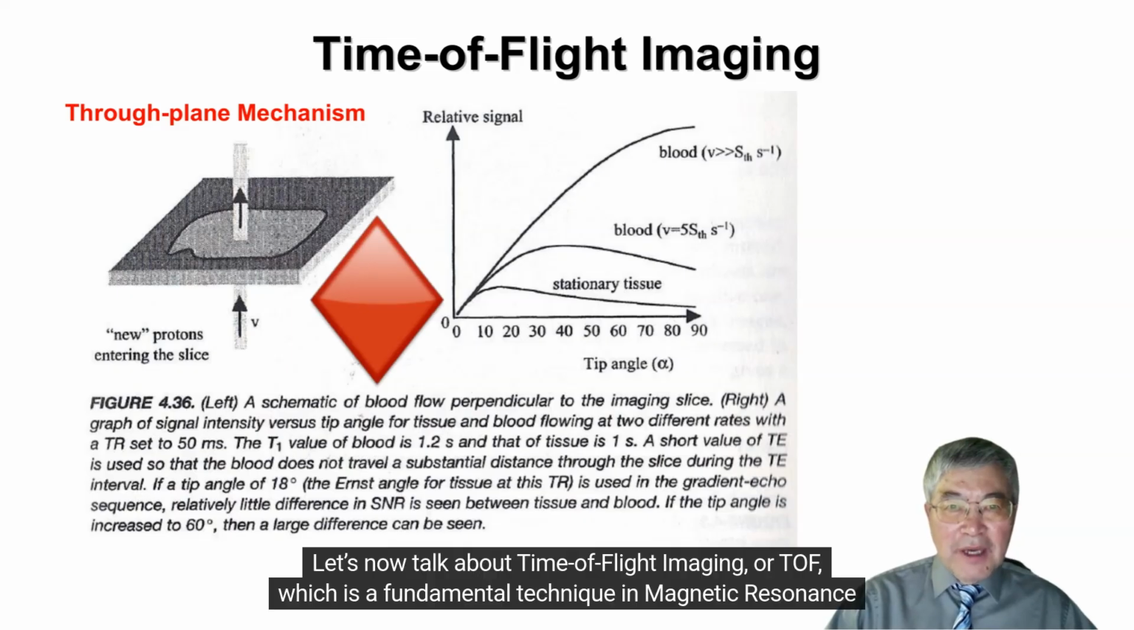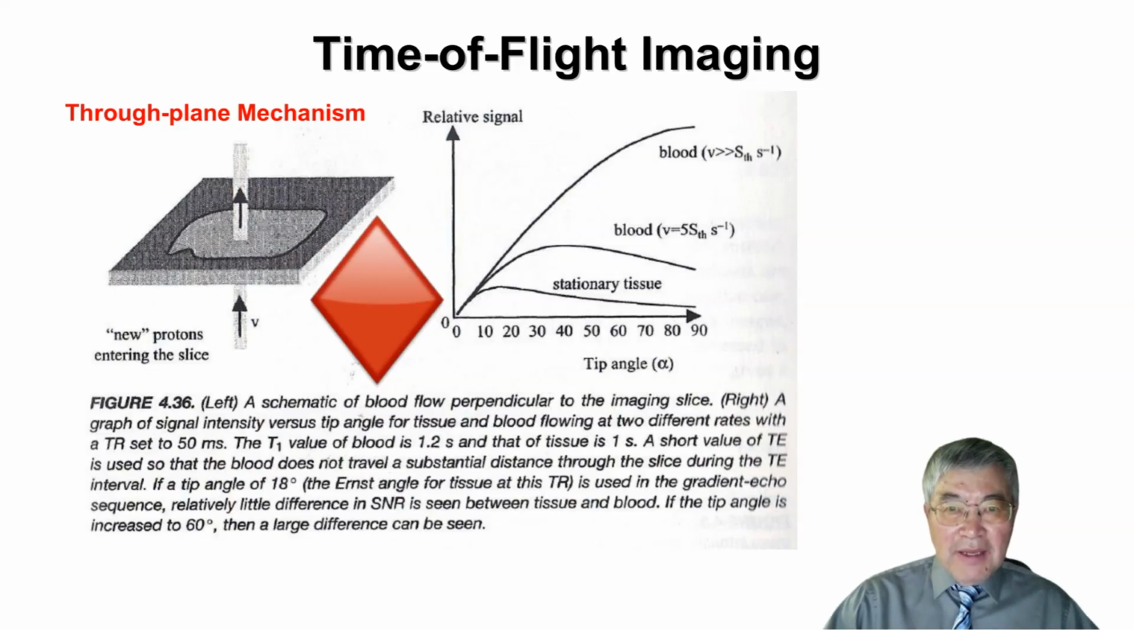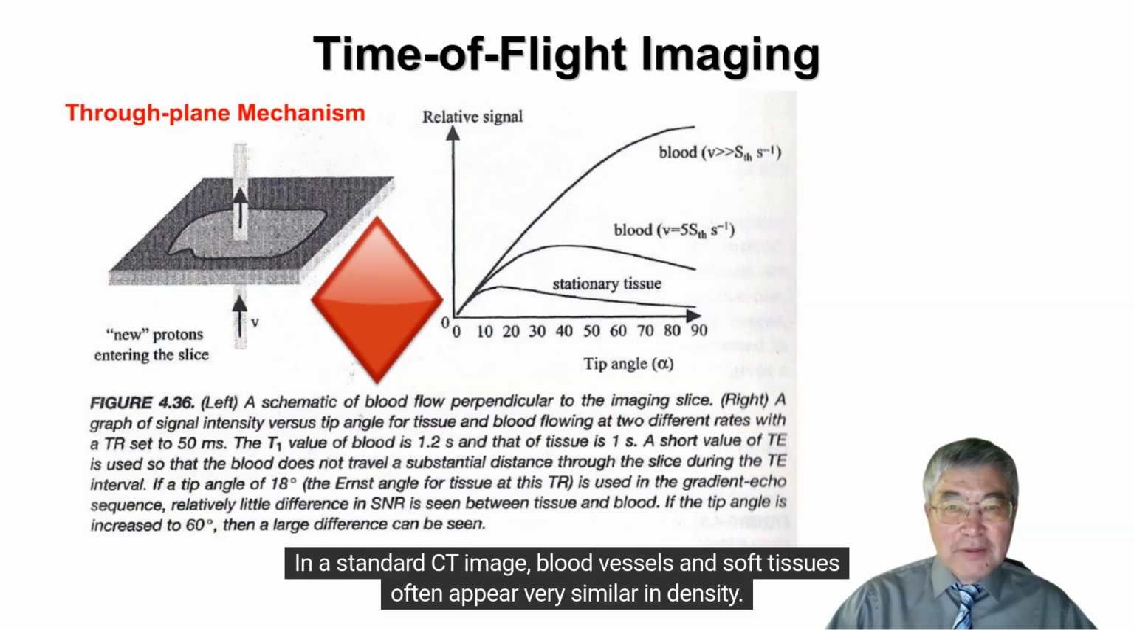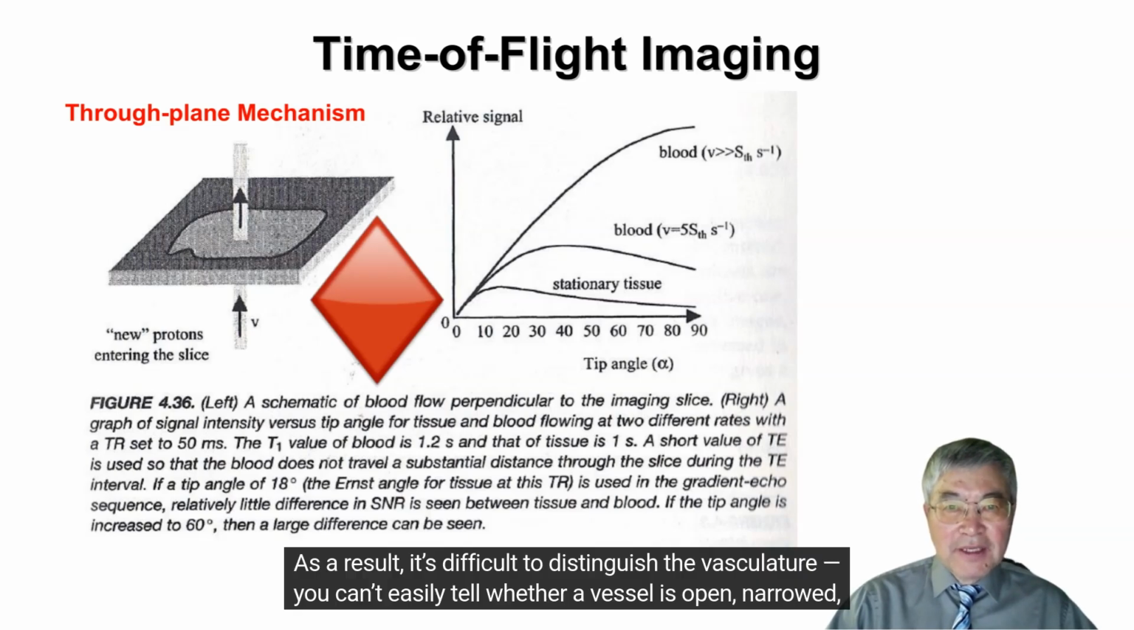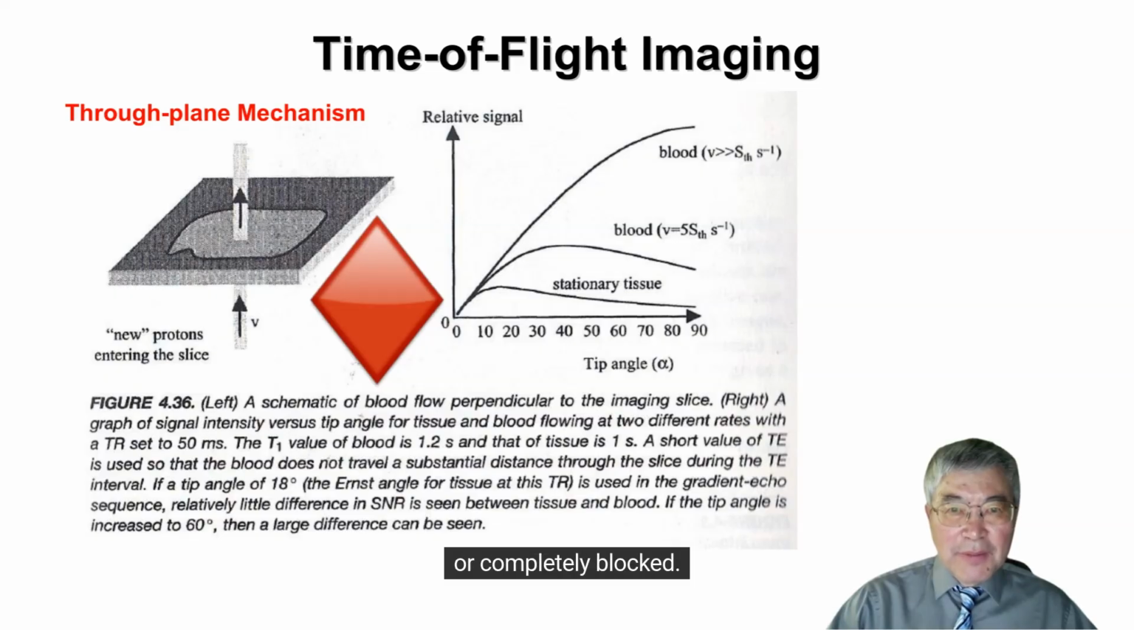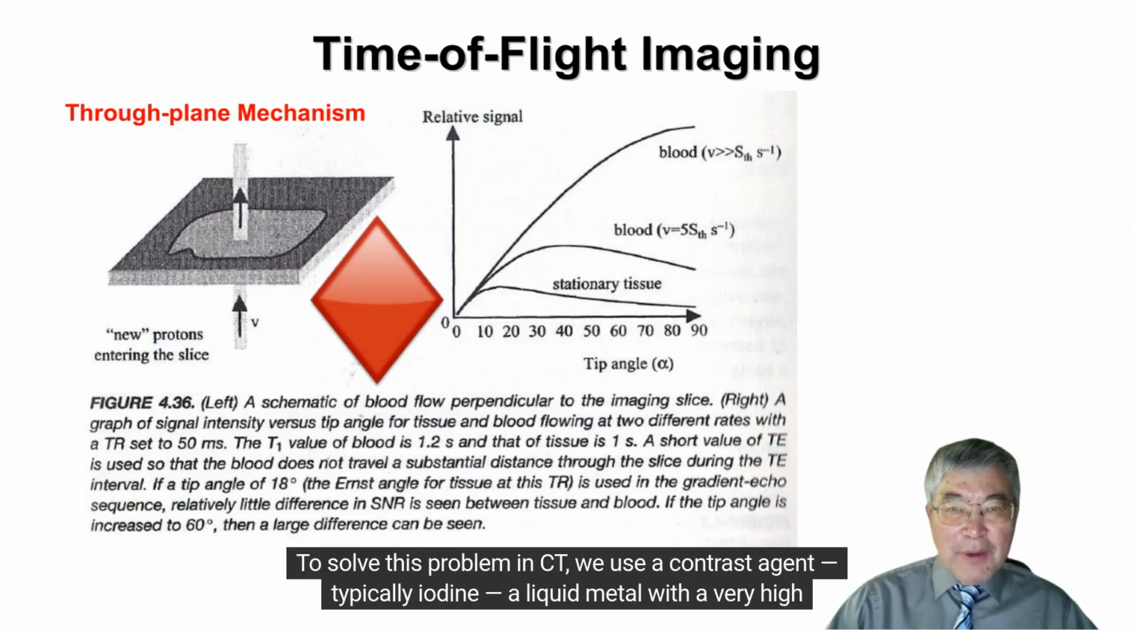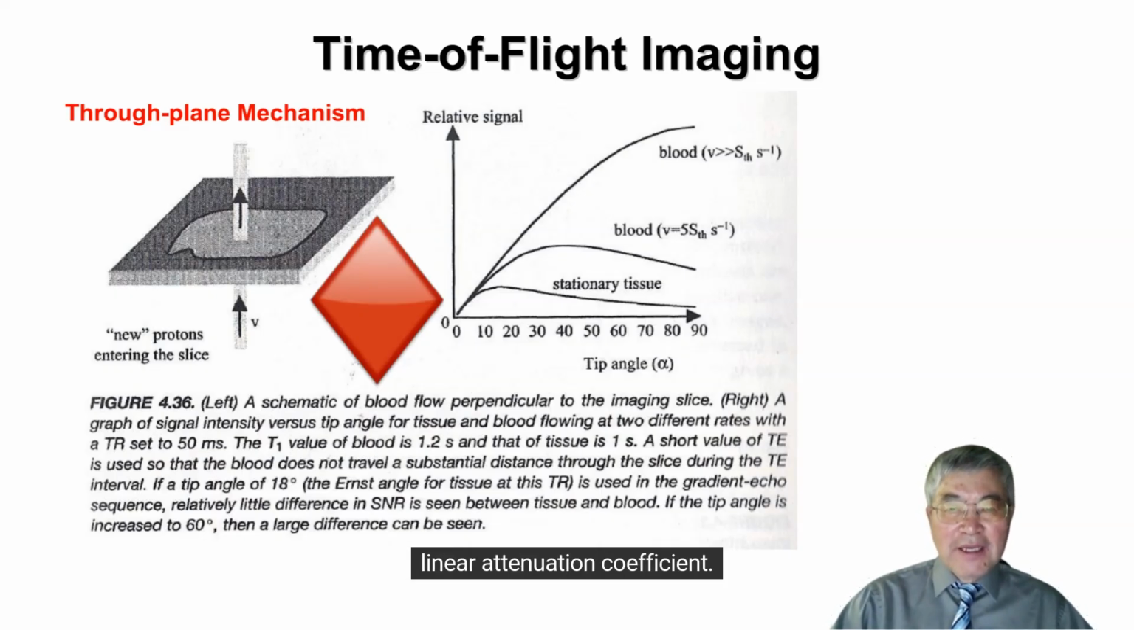Let's now talk about time-of-flight imaging, or TOF, which is a fundamental technique in magnetic resonance angiography, or MRA. In a standard CT image, blood vessels and soft tissues often appear very similar in density. As a result, it's difficult to distinguish the vasculature. You can't easily tell whether a vessel is open, narrowed, or completely blocked. To solve this problem in CT, we use a contrast agent, typically iodine, a liquid metal with a very high linear attenuation coefficient.